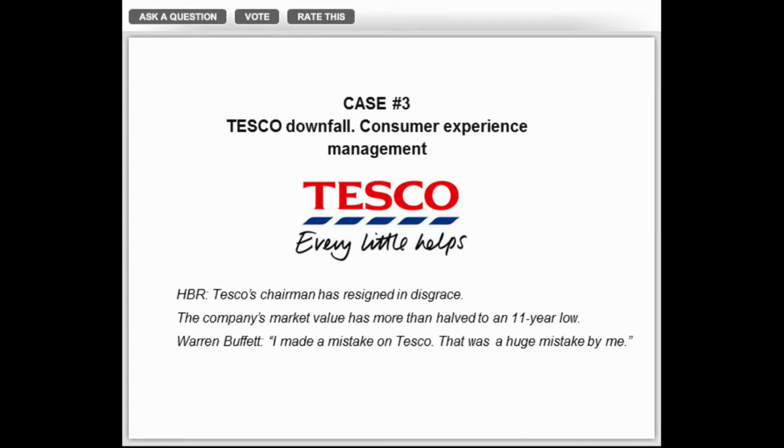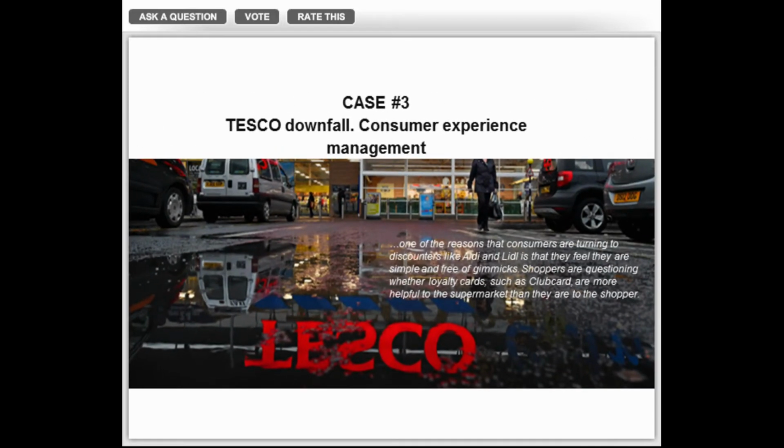And what's Warren Buffett saying? I made a mistake in Tesco. That was a huge mistake. Oof, I wouldn't want to hear this from Warren Buffett about my company. Let's try to dig into the reasons why this has happened. And here is one of them. Shoppers are questioning whether loyalty cards, such as Clubcard, are more helpful to the supermarket than they are to the shopper.